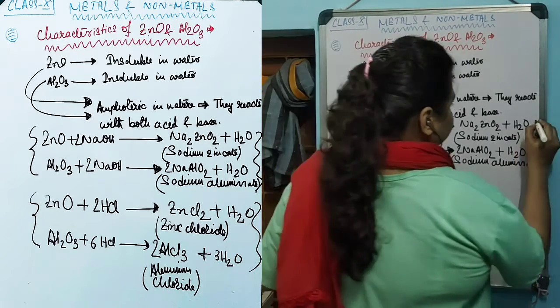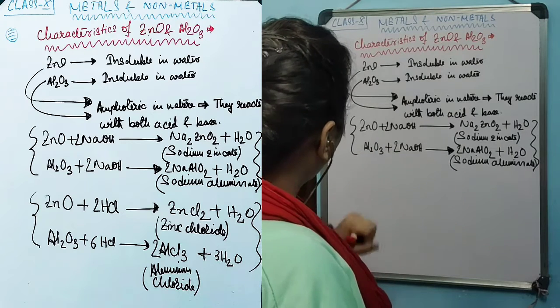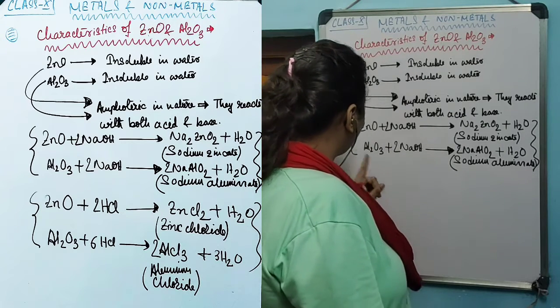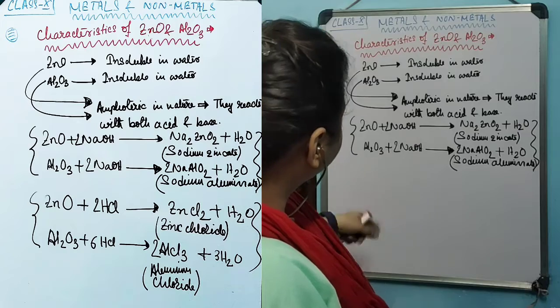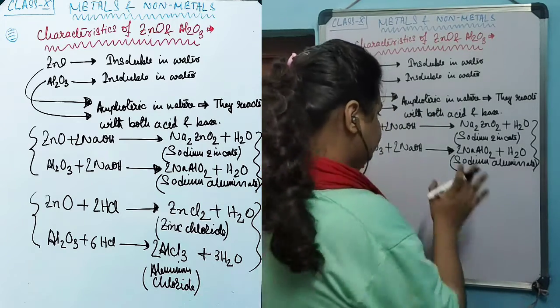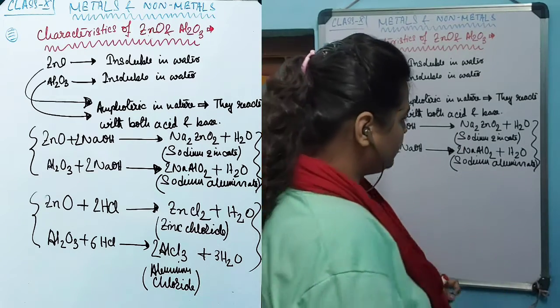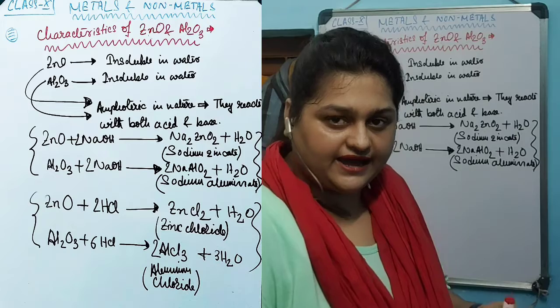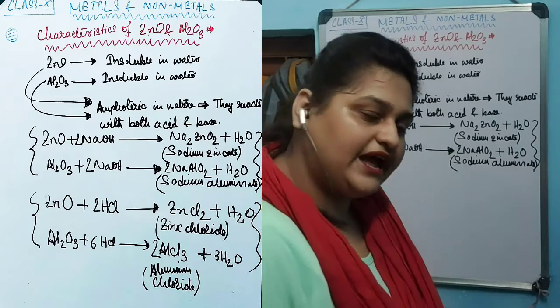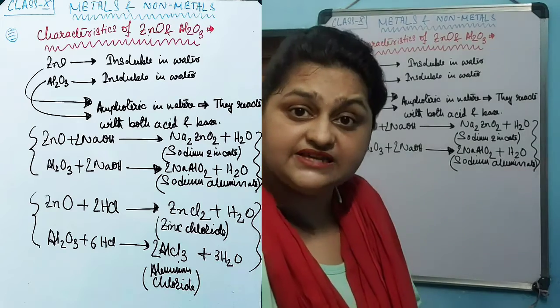This same reaction happens when aluminium oxide and zinc oxide react with acid and produce salt. Not exactly the same reaction, but the production of salt and water can also be seen when zinc oxide and aluminium oxide react with acid.